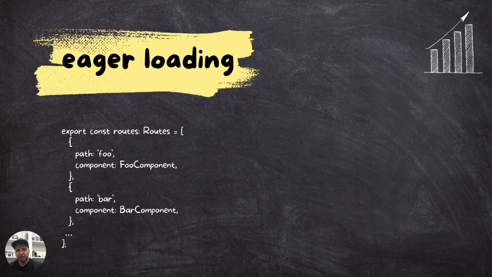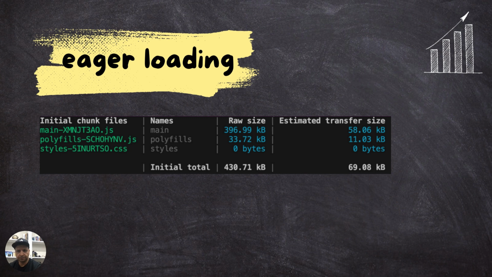To illustrate this concept, let's consider the following example. Imagine we have a route configuration that includes 10 components, all set to be eagerly loaded. This means that every time someone accesses the application, all 10 components are loaded right away, regardless of whether they will be used immediately or not. So in this scenario, every component gets bundled into the main chunk.